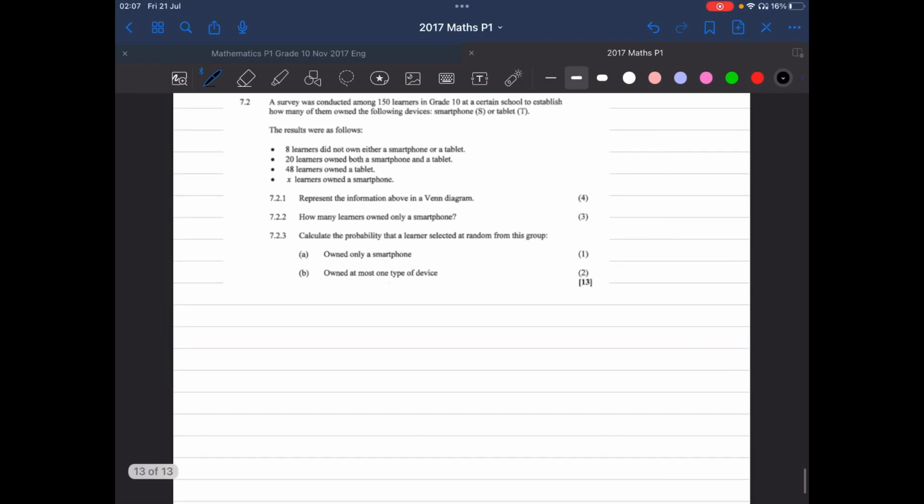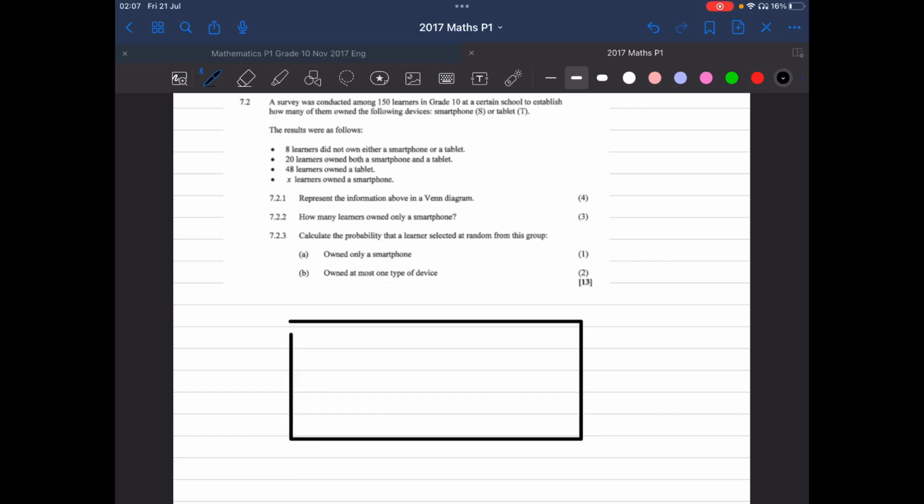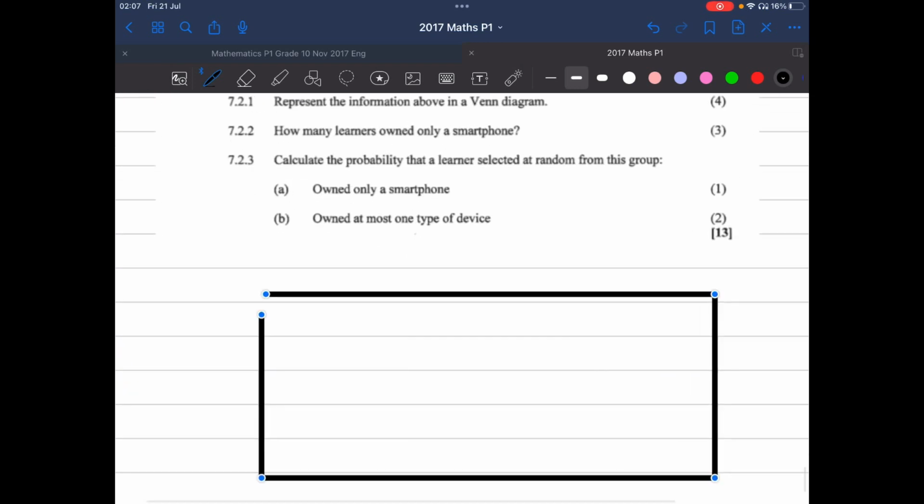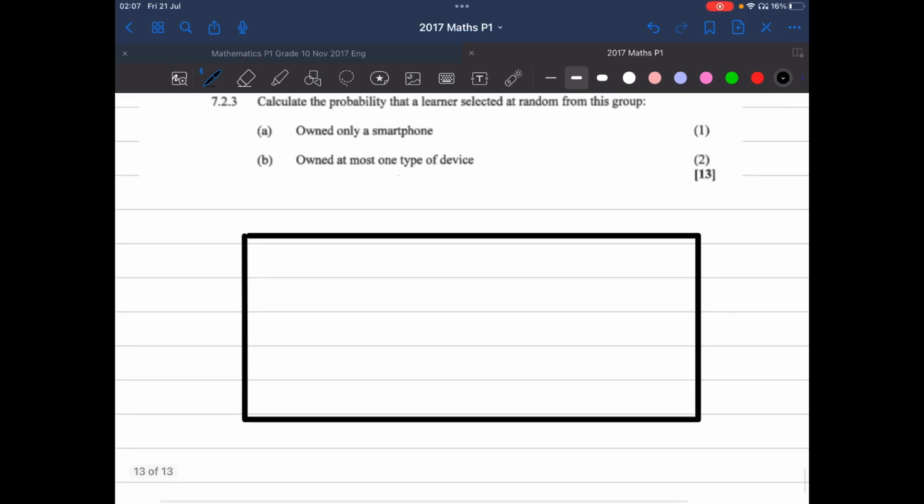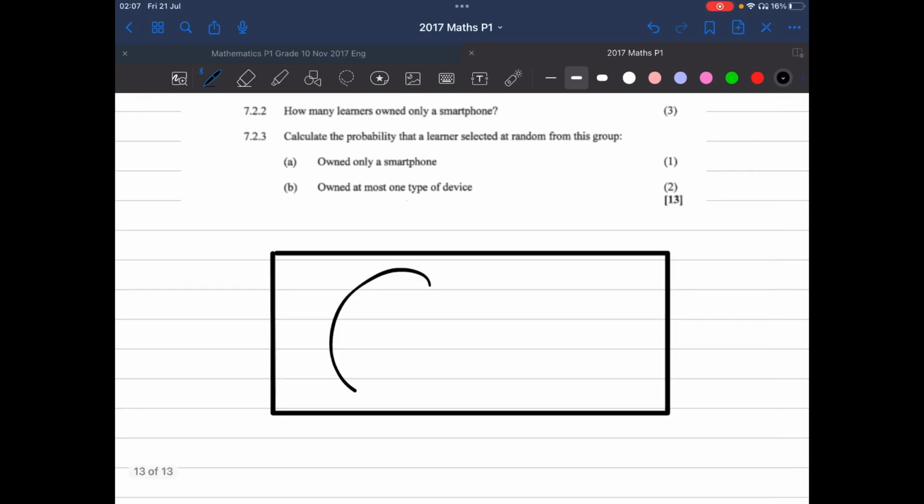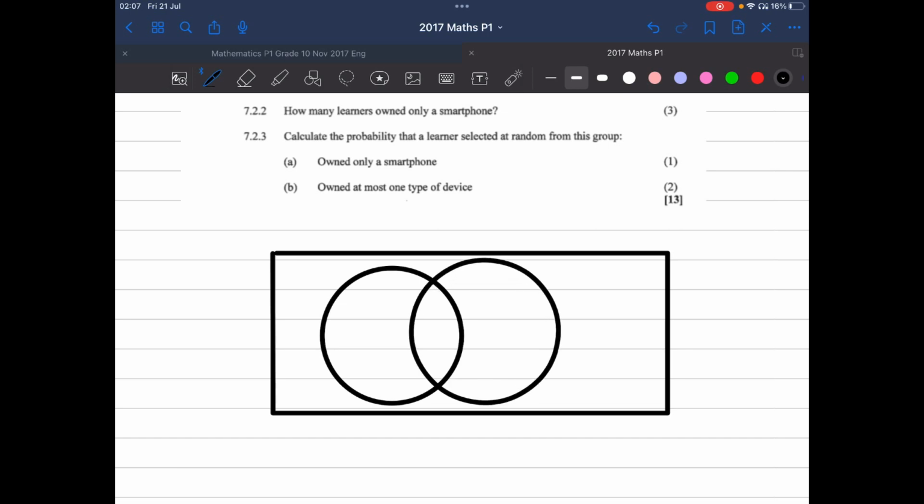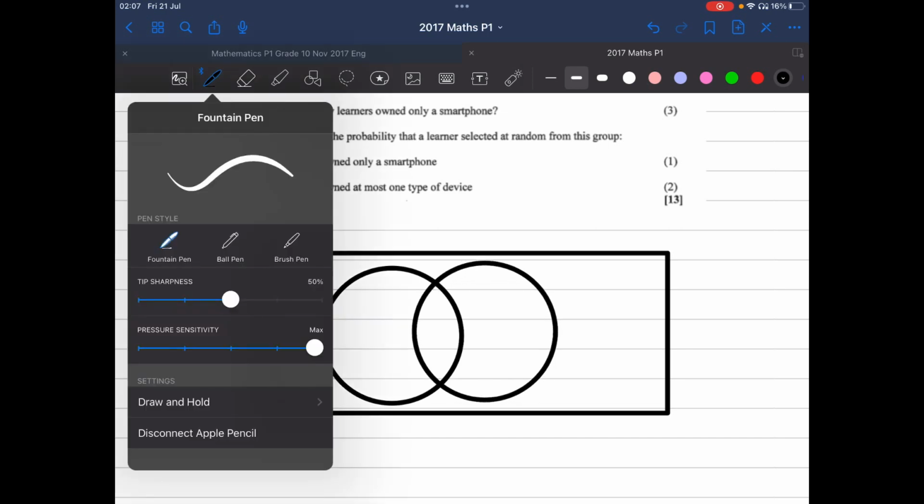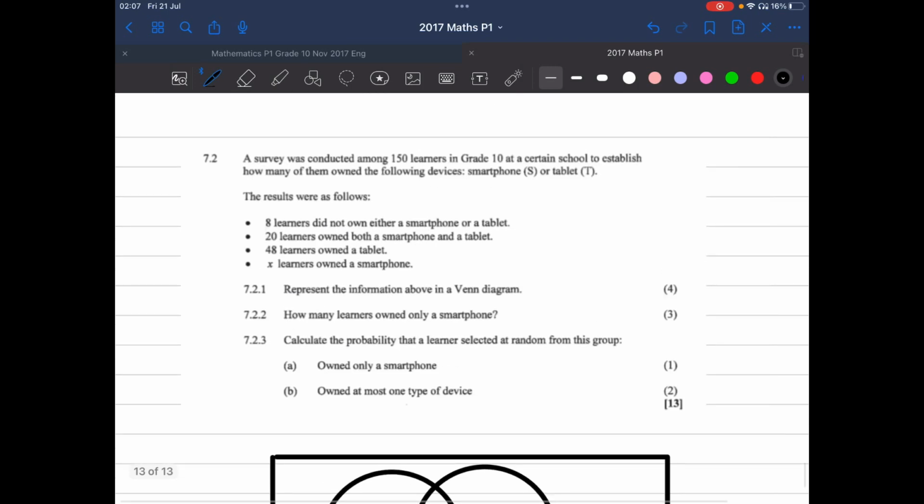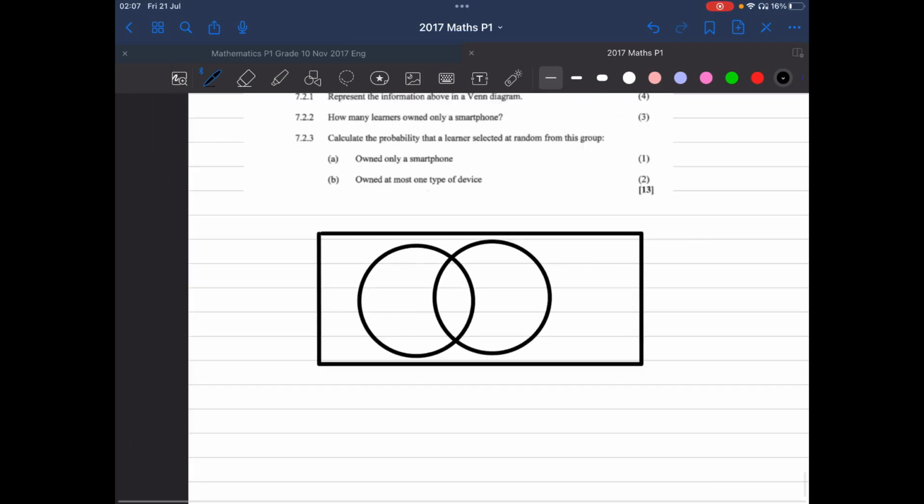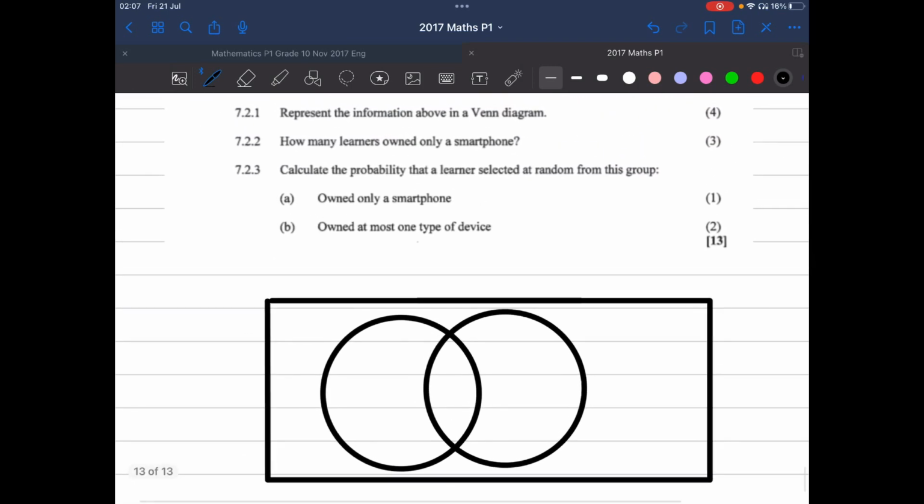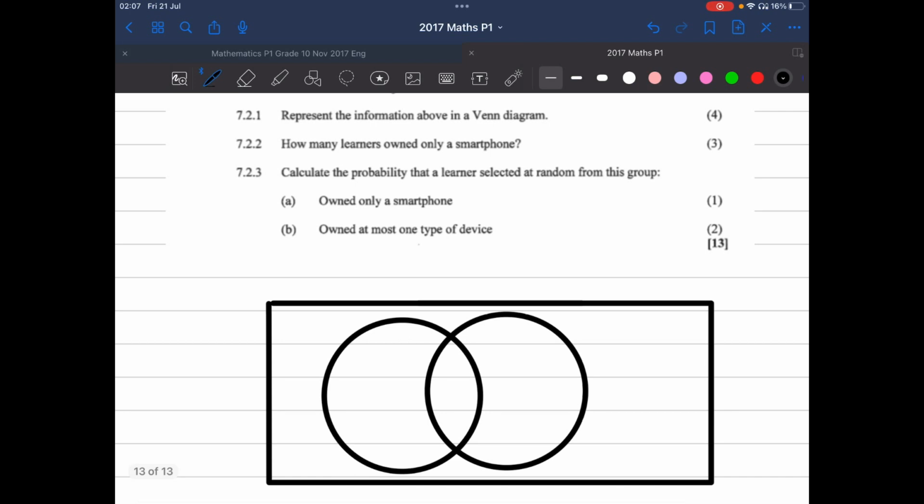Okay, so let's draw ourselves a Venn diagram. We'll start with our rectangle to contain everything. And now remember, we have two options. Basically, it's for smartphone and for tablet. So I'll draw two circles. Okay, so let's start here. Our total amount, our total sample is 150. So we say S is 150.